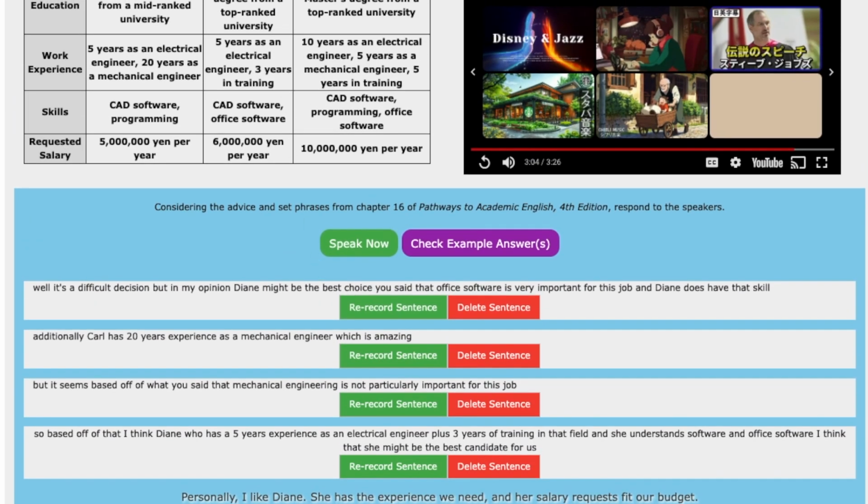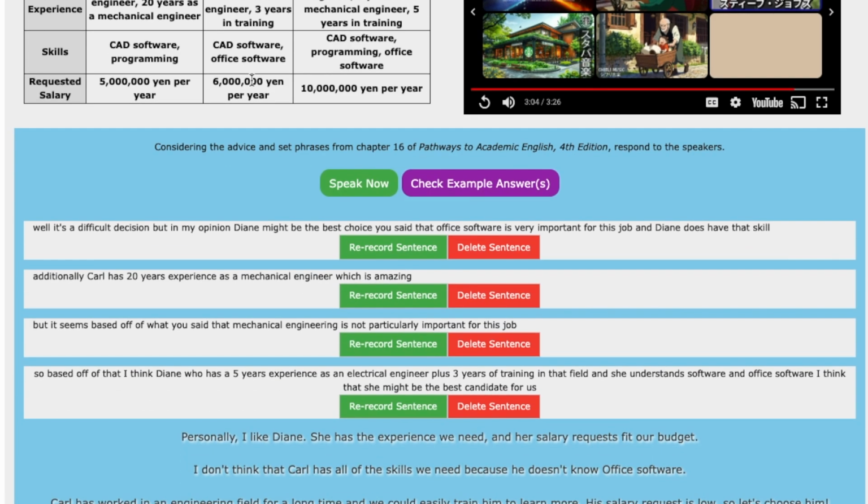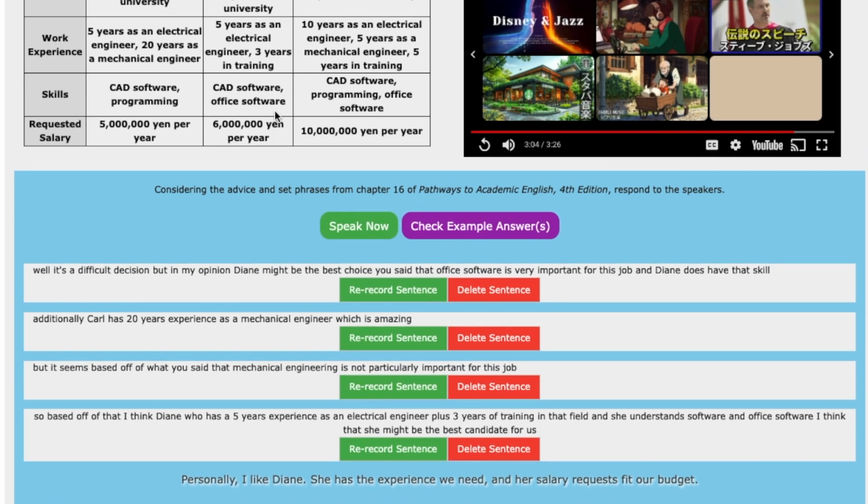I might have also talked about the education, right? Diane seems to have gone from a top-ranked university, and Carl was from a mid-ranked university. So that might also be another way that Diane stood out. Whatever evidence or reasons you can provide, the better your opinion and your answer will be.